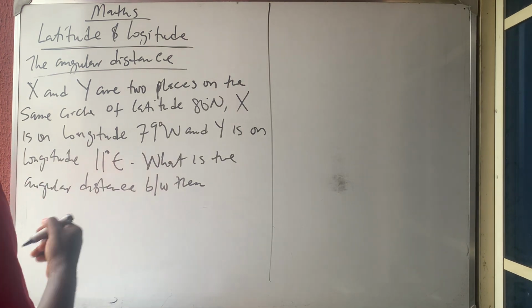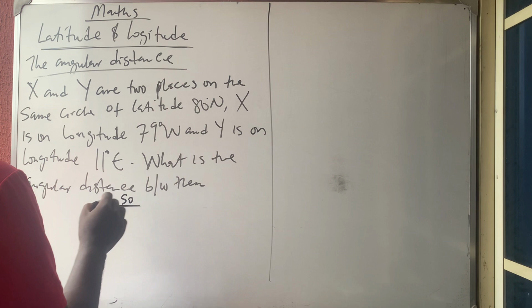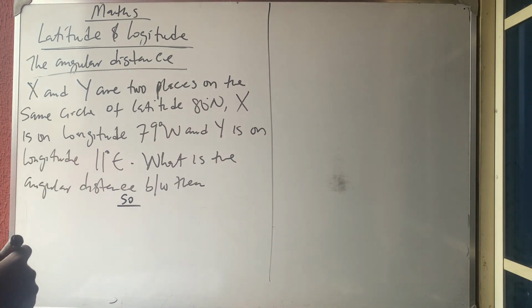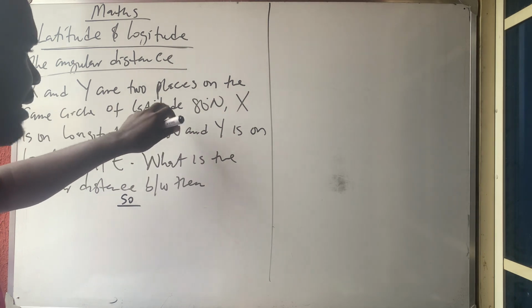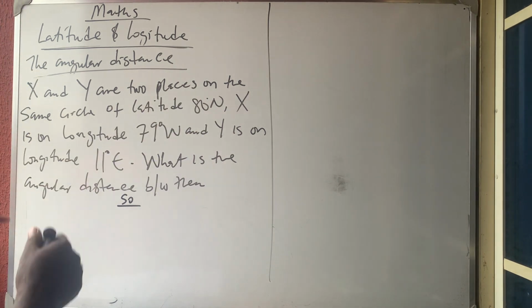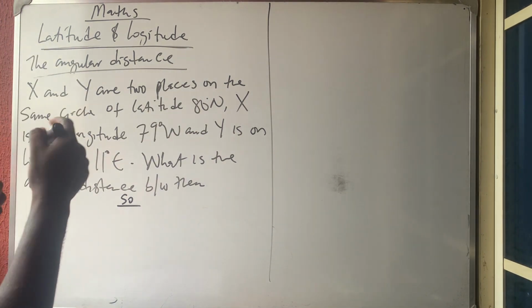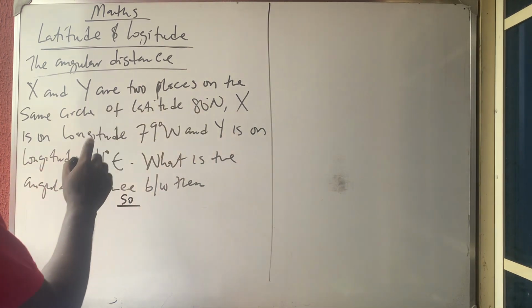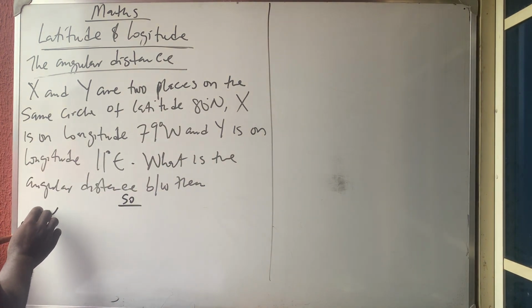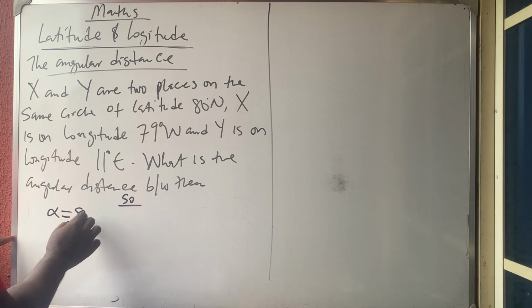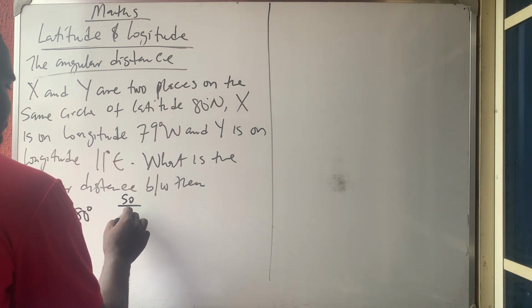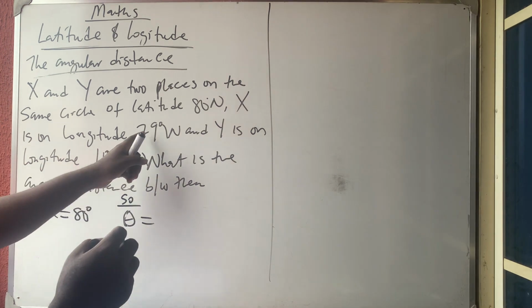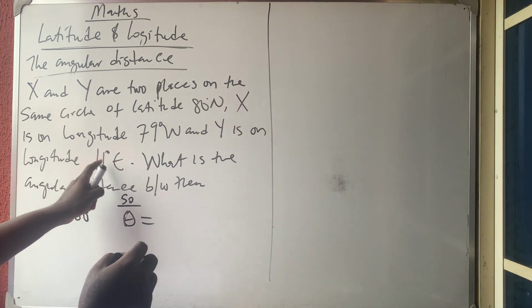So what do you do in this case? Solution. Even if you don't want to draw it, for the fact that they say x and y are on the same latitude, 80 degrees north, it means the latitude they have, these 80 degrees in common, like we always say, the common one is your alpha. So my alpha is 80 degrees. How do you get your theta? Your theta is gotten from the remaining ones, and the remaining ones are 79 degrees west and 11 degrees east.